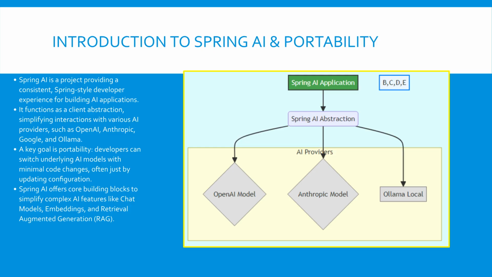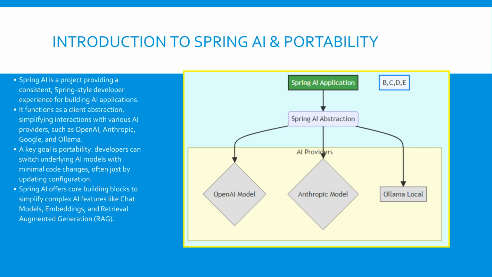Spring AI handles the difficult parts of sending requests and processing responses, letting you focus on your application's specific features. It provides foundational components for things like chatting, generating numerical representations of text called embeddings, and giving your AI external knowledge through retrieval augmented generation, known as RAG. Understanding these core concepts is your first step to harnessing the power of AI in your enterprise Java applications. We will start with the fundamental building block, the model itself.